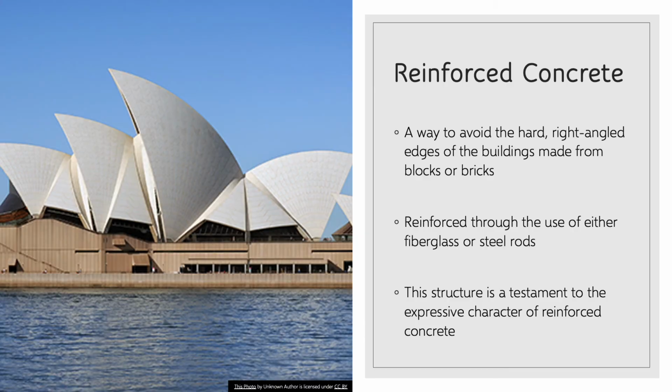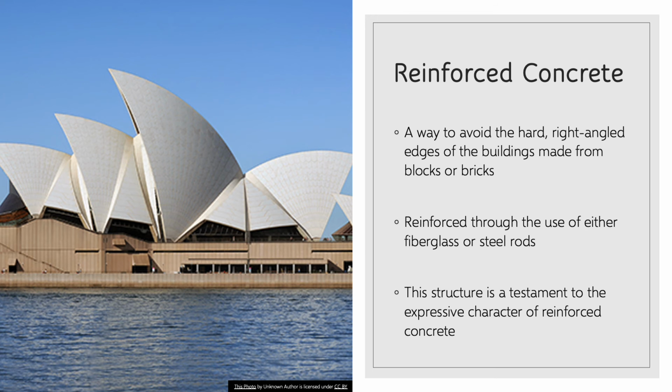By using reinforced concrete, it allows you to avoid the hard right-angled edges of a building made from blocks or bricks. Reinforced through the use of either fiberglass or steel rods, it is made stronger. This structure is a testament to the expressive character of reinforced concrete. The inclusion of fibrous or metal reinforcing helps the concrete resist cracking.